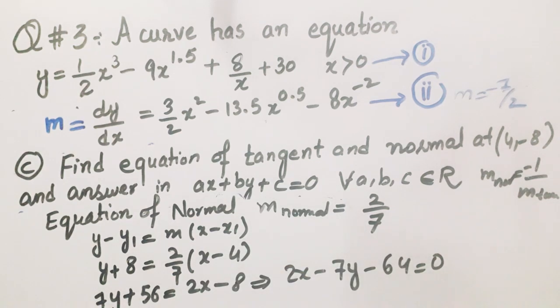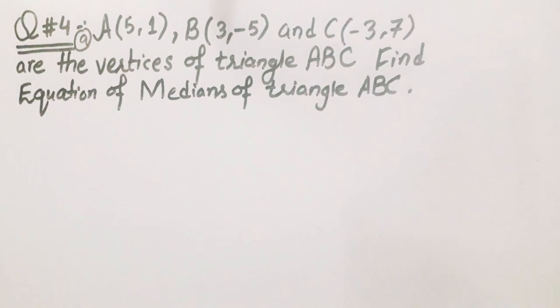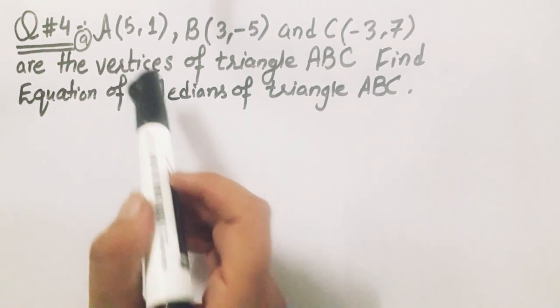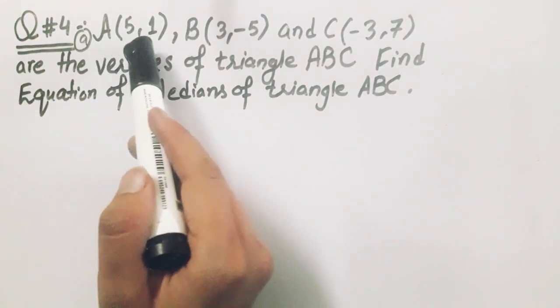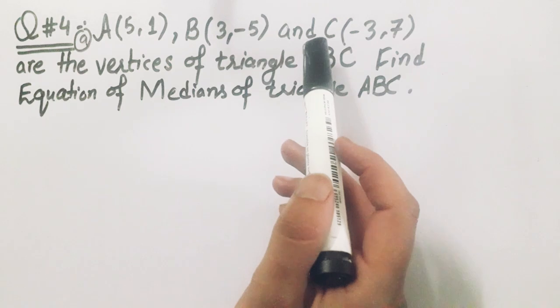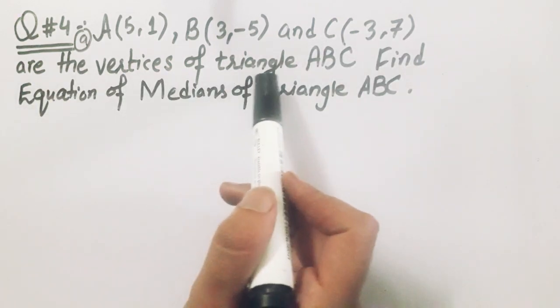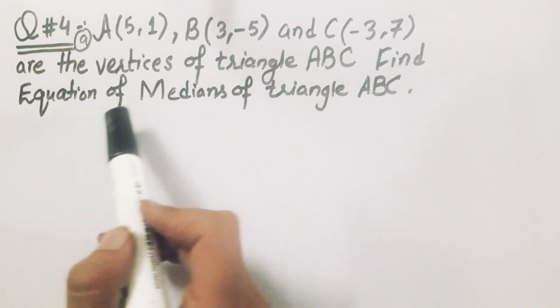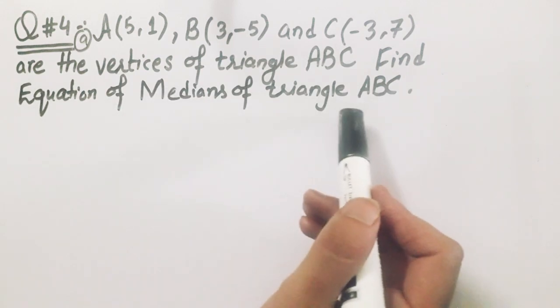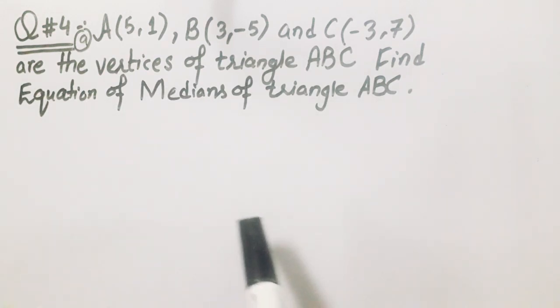Now we will solve question number 4. In question number 4, part A, point A is 5, 1, B is 3, minus 5 and C is minus 3, 7, and these are the vertices of a triangle ABC. Find the equation of median of triangle ABC. Now we have to find the median of the triangle.